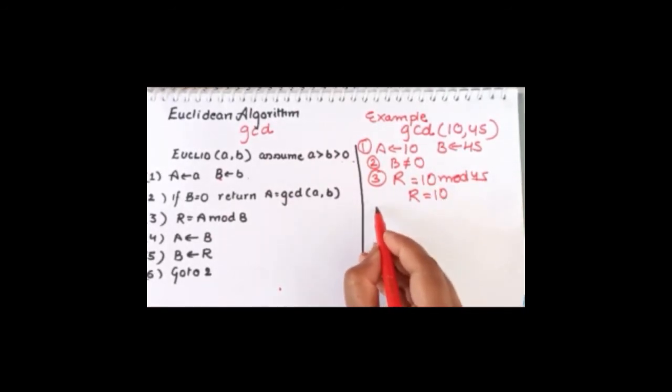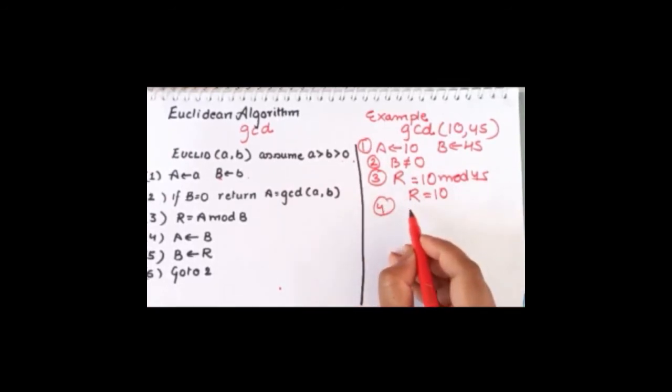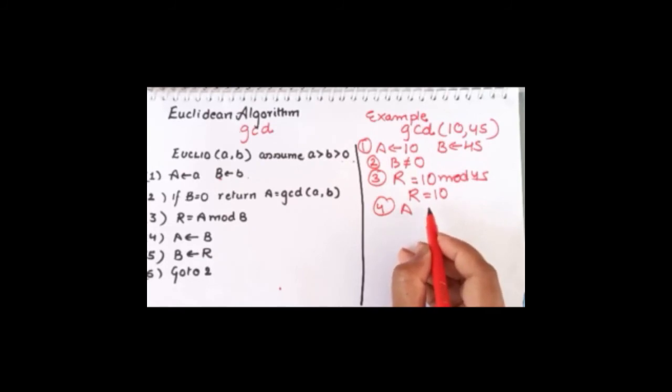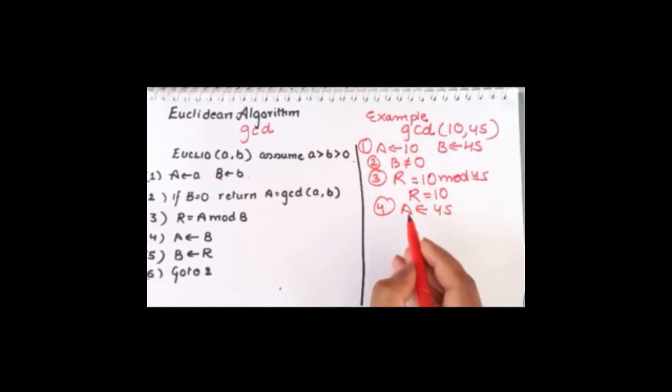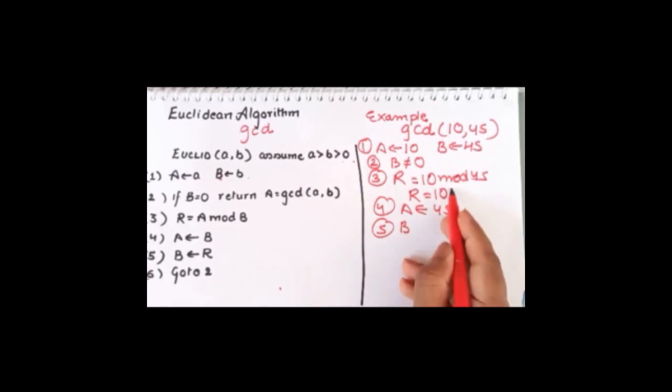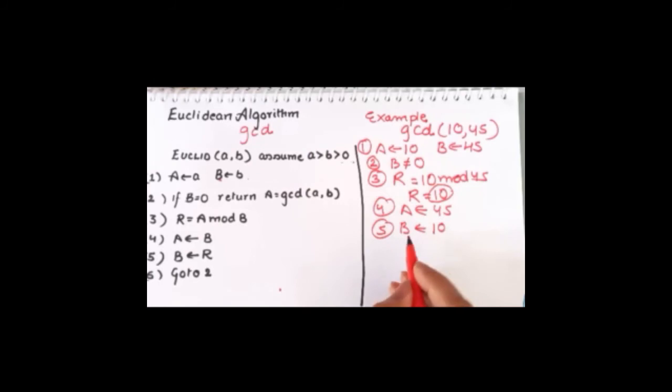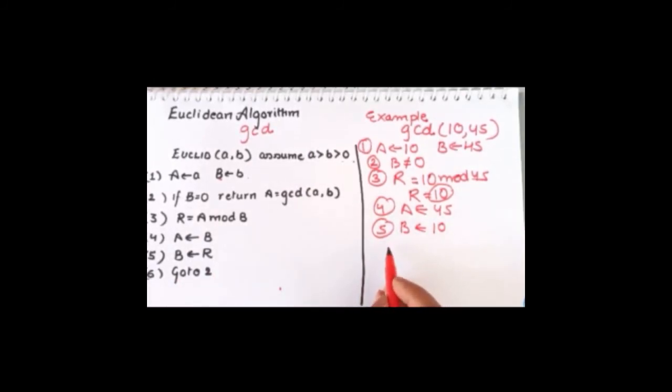Now after finding this, I'll be going to step number 4, which says now put the value of B into A. That is, I'll be putting 45. The value of B was 45. I'll be putting that in A. Okay. The value of R into B. Now I get the value of R as 10. I'll be allocating 10 to B now. I'm going to step number 2 again, and find out that my value for B is still not equal to 0.